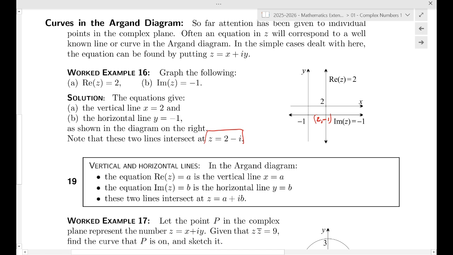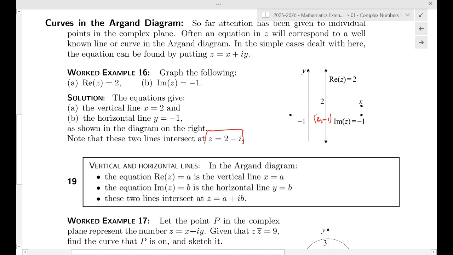Let the point P in the complex plane represent the number Z equals x plus iy. They say that a lot. It's common for them to say that because they're setting it up. So there's a point P. Given that Z times the conjugate of Z equals 9, find the curve that P is on and sketch it.